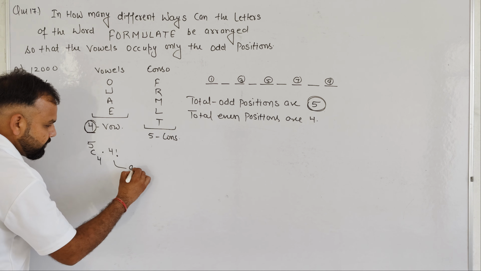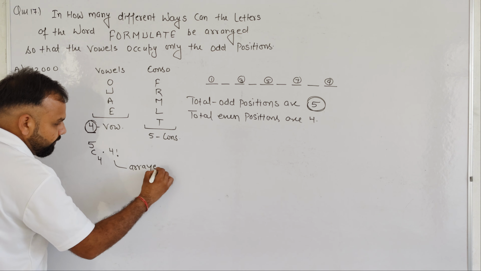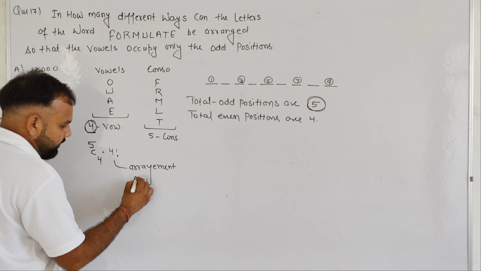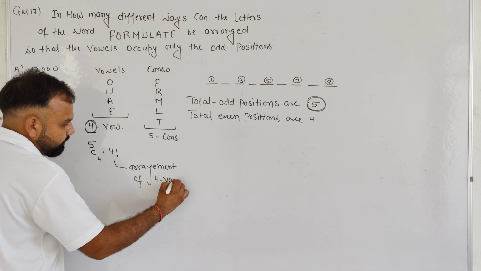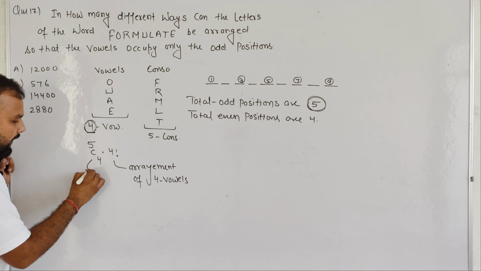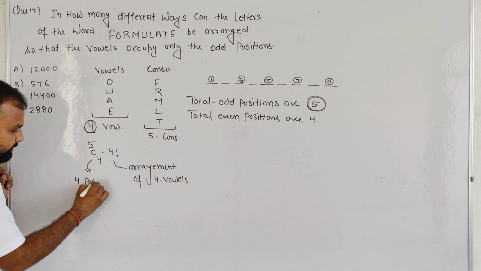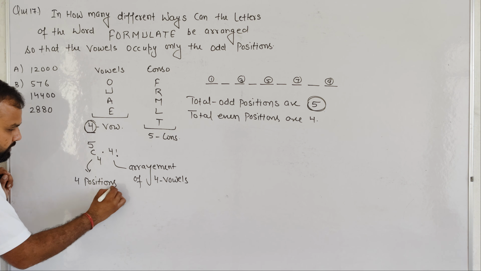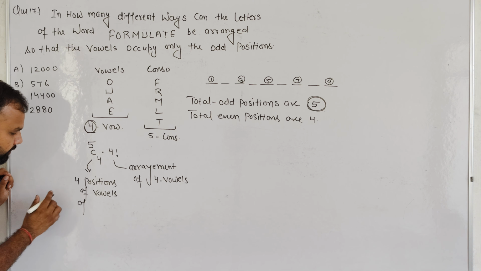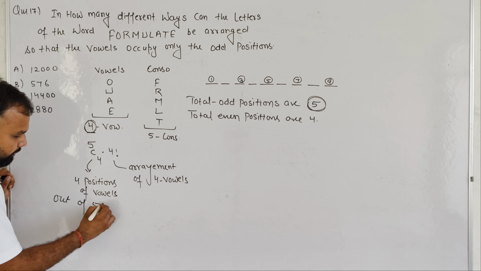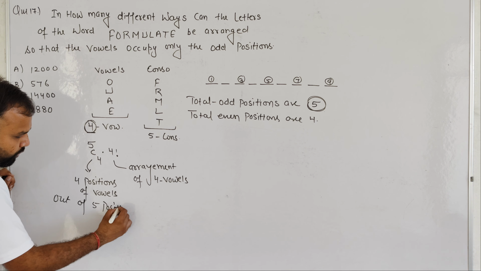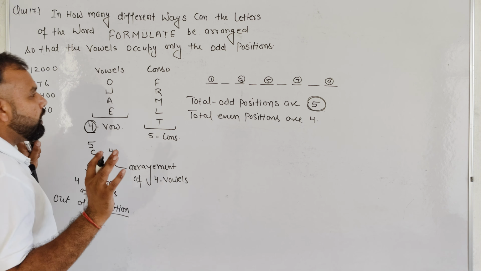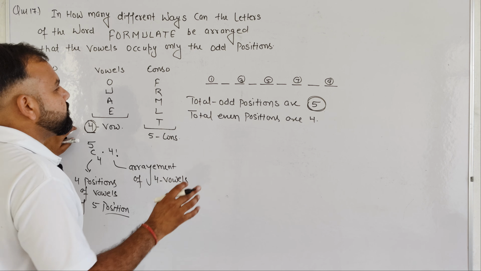This is the arrangement of 4 vowels, and these are the 4 positions of vowels out of 5 positions. Okay student. So student, let us consider these 4 positions are placed.